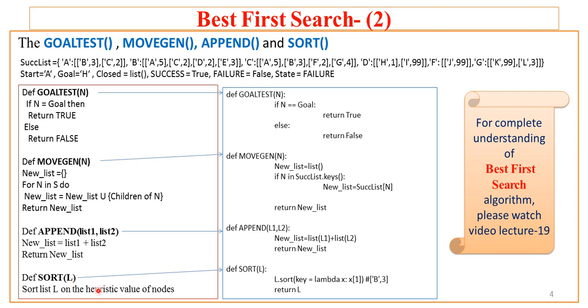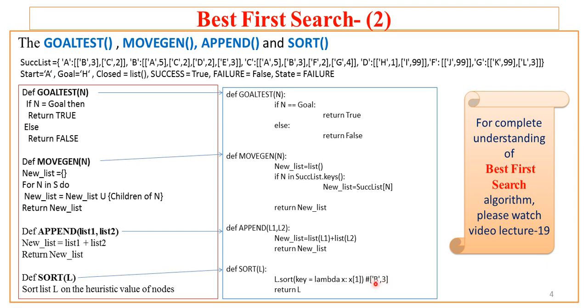Now what about sort? Sort is very simple. We want to sort a given list based on the heuristic value of the nodes. That is done using this sort function. See here where I am pointing. For a given list L, the sort function is called, and this lambda function defines the key of the sort. Suppose for a given node there are two entities, the name of the node and its heuristic. The name of the node is the 0th index value and the heuristic value is the index 1 value.